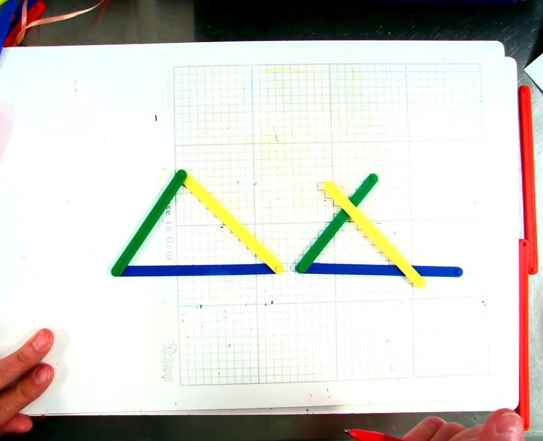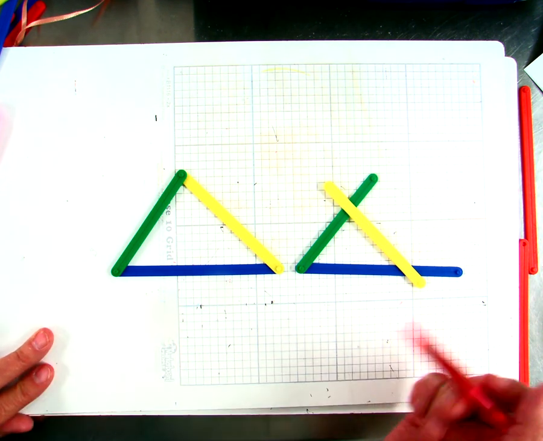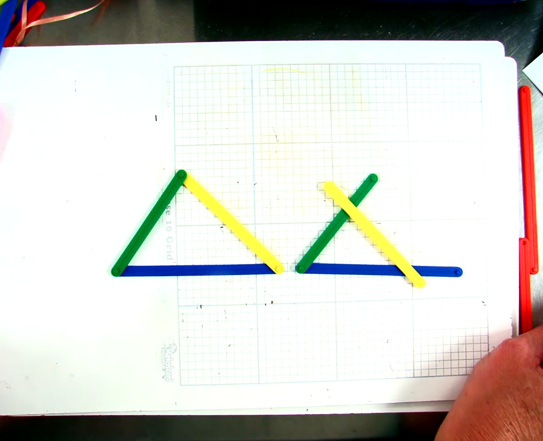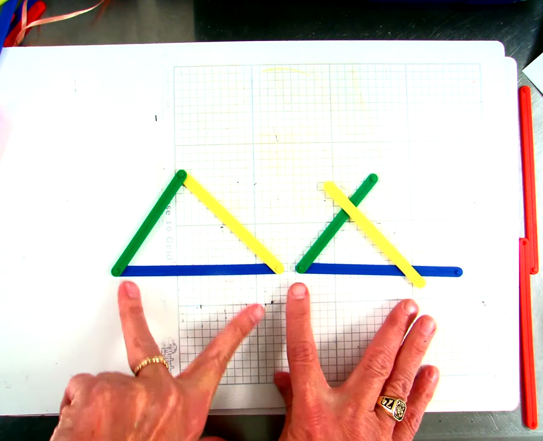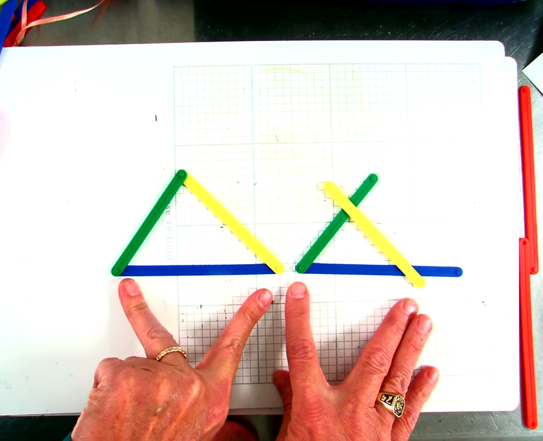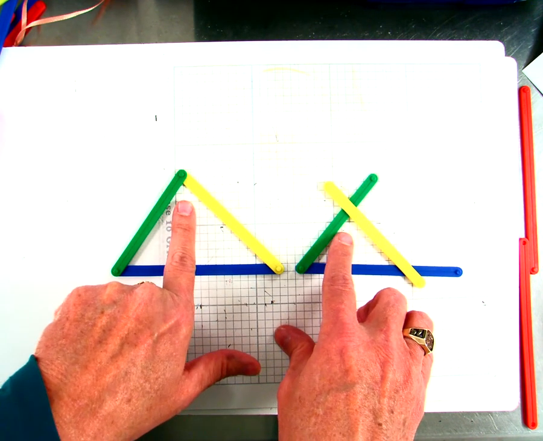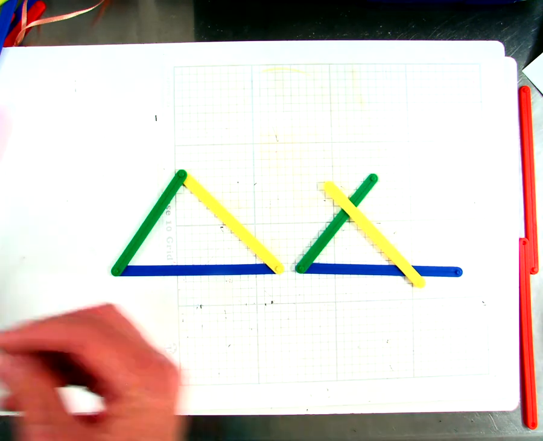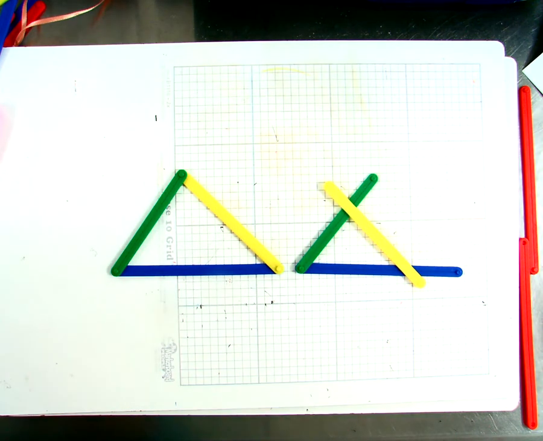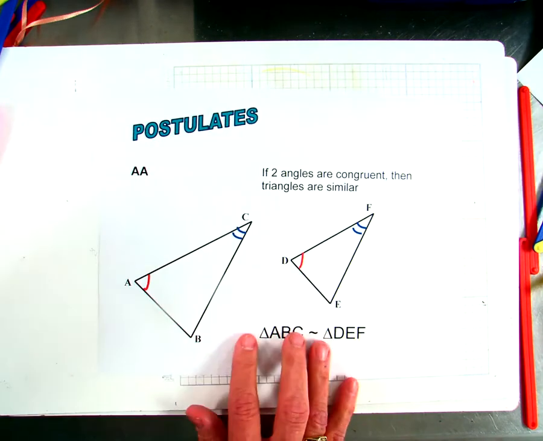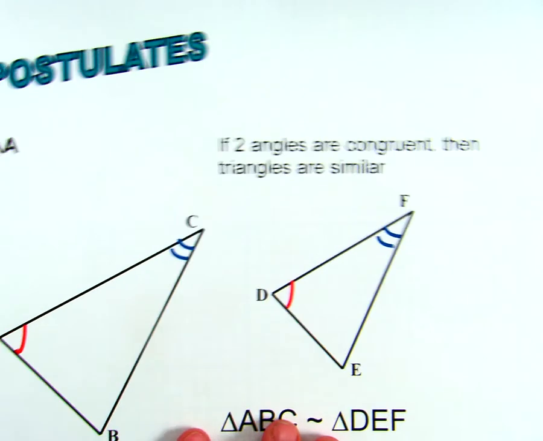Remember previously, if we knew all three angles were the same in a triangle, we knew that they were the same shape. So now we know we only really need two of the angles. We know these two are the same. We subtract both from 180 by the triangle sum theorem, and these must be the same. So that gives us that all three are the same, therefore the two triangles are similar. That would be the angle-angle postulate.